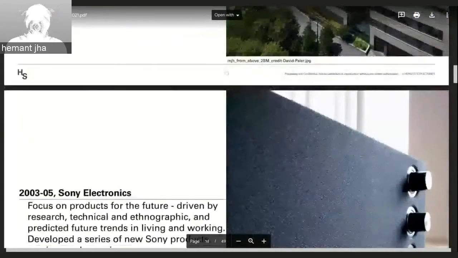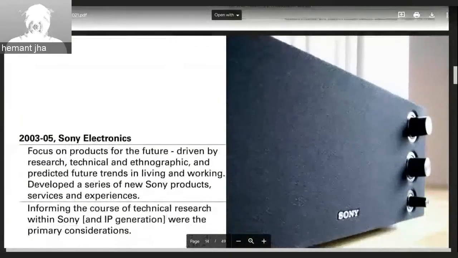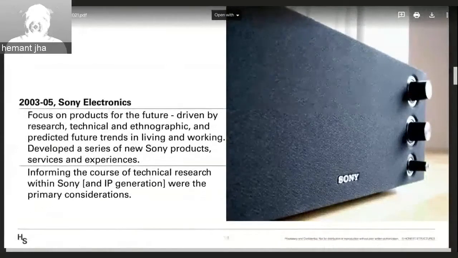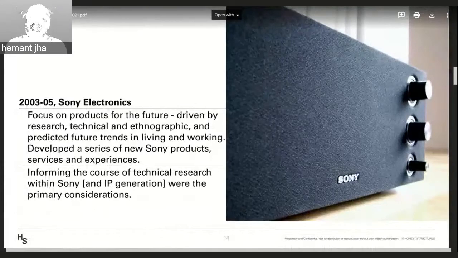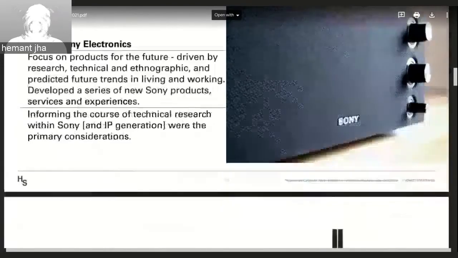There was really nothing that happened there. But then I jumped into working with Sony Electronics, which was a whole different world. I worked with them in Los Angeles and in Japan. My focus was on products for the future. So they were driven by research, like technical research, ethnographic research, predicted future needs in living and working, and developed a series of new products with them and services and experiences.